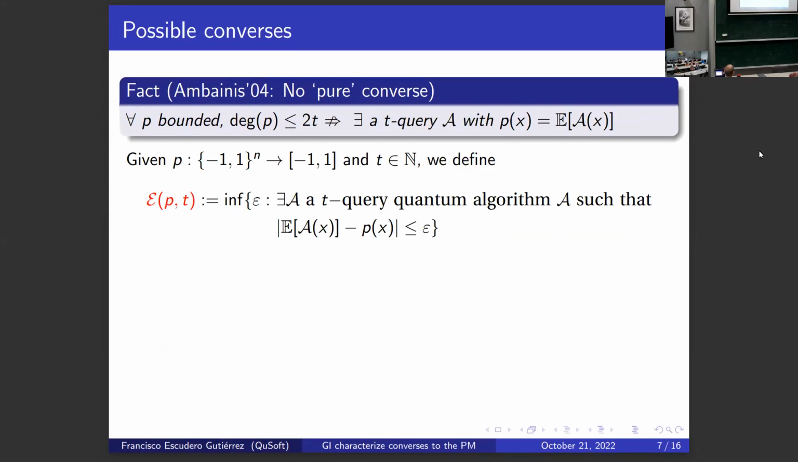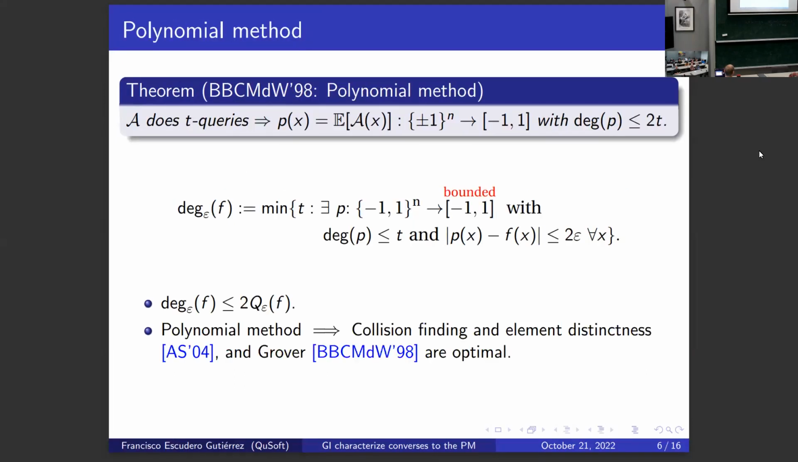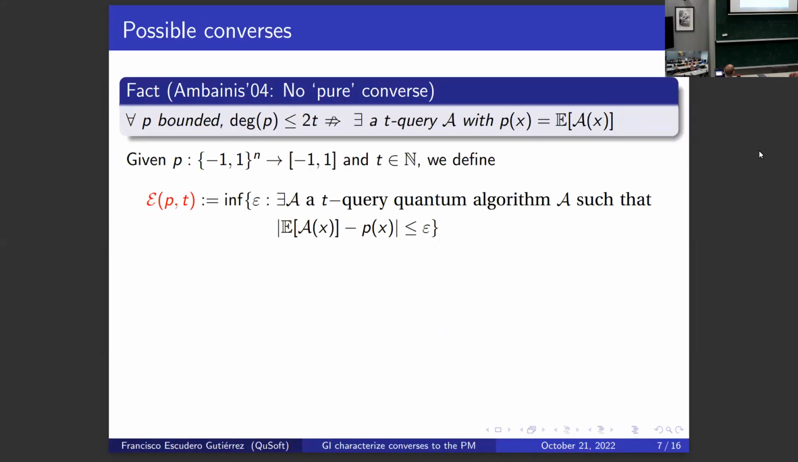In the previous ones, what we did was fixing epsilon and f and trying to find the minimum number of queries. Here we fix the number of queries and the polynomial, the thing to approximate. So how is this different from what you wrote before? This is finding the smallest epsilon, the smallest error that you can make when approximating a polynomial. Before, it's the smallest number of queries. And here you fix t.